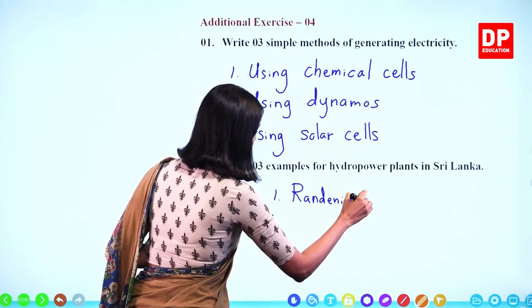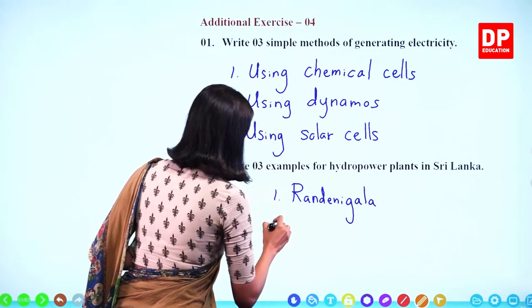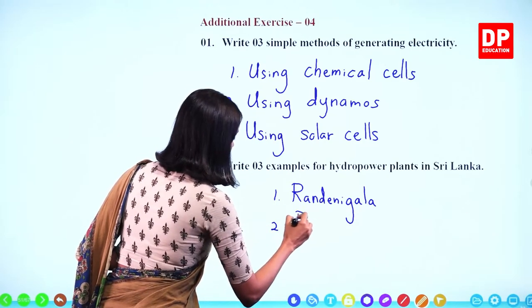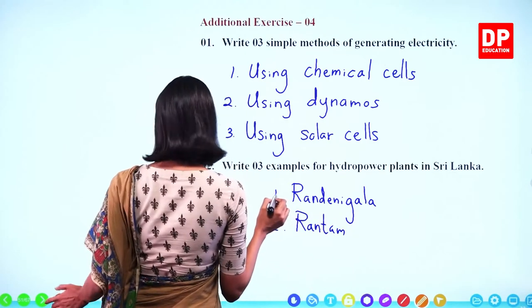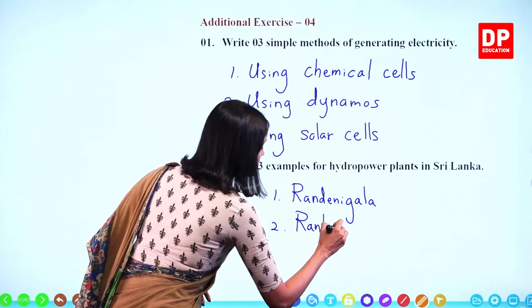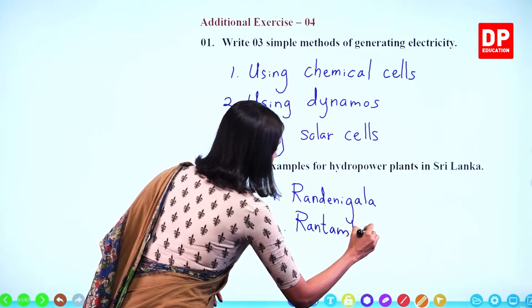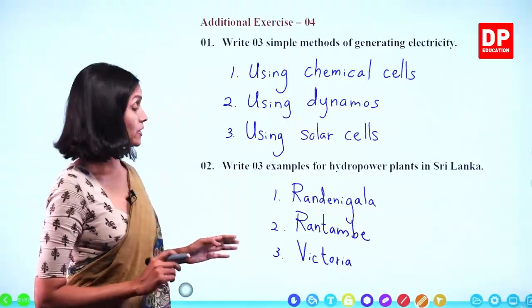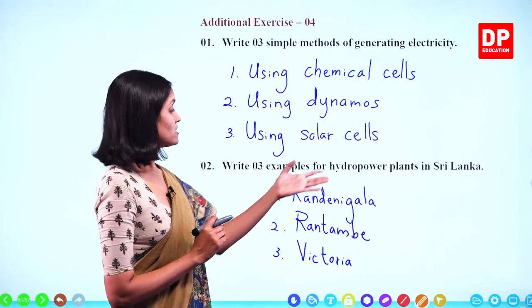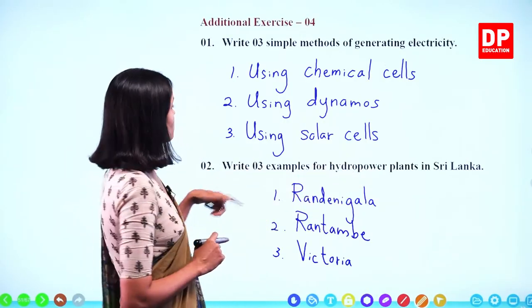Ranthenigala. Ranthambe. Victoria. Okay. You can write other examples too. We'll move on to the next.